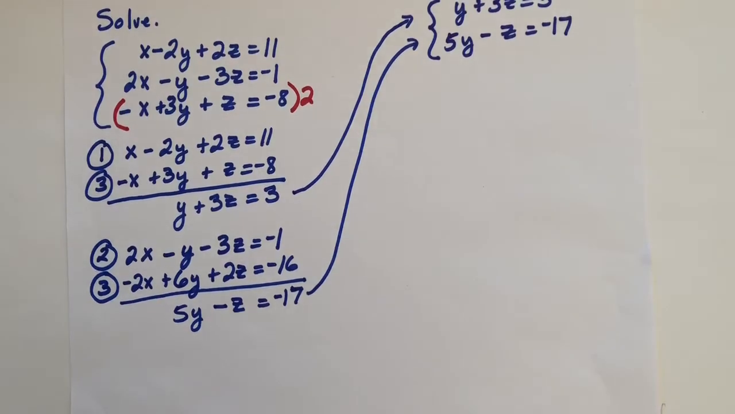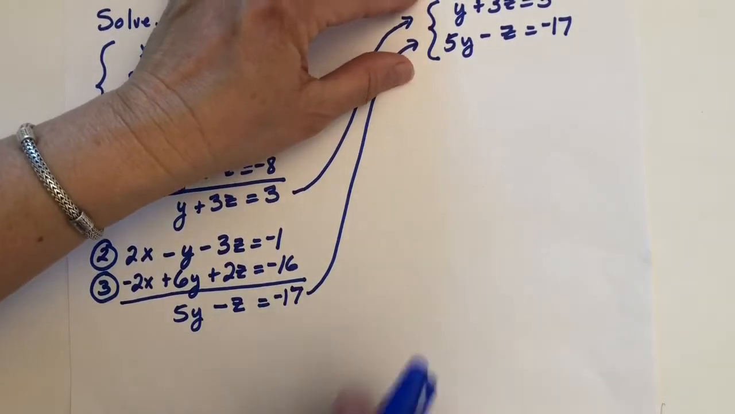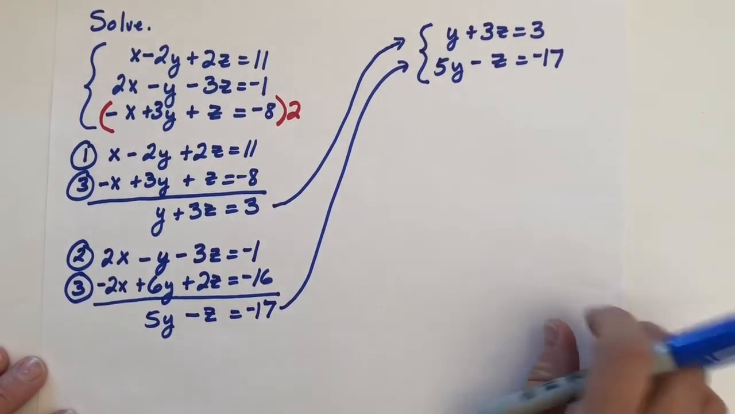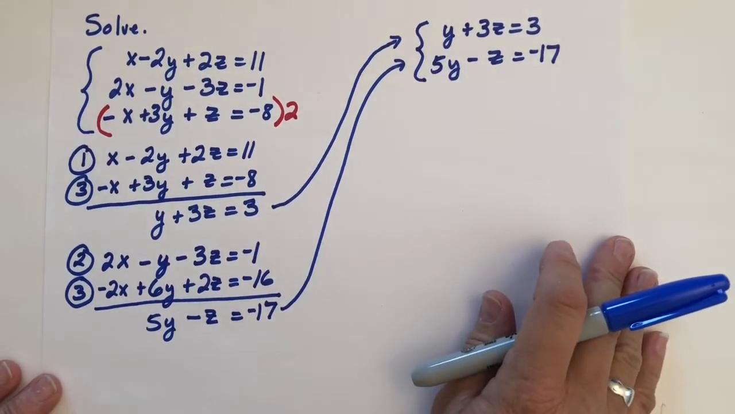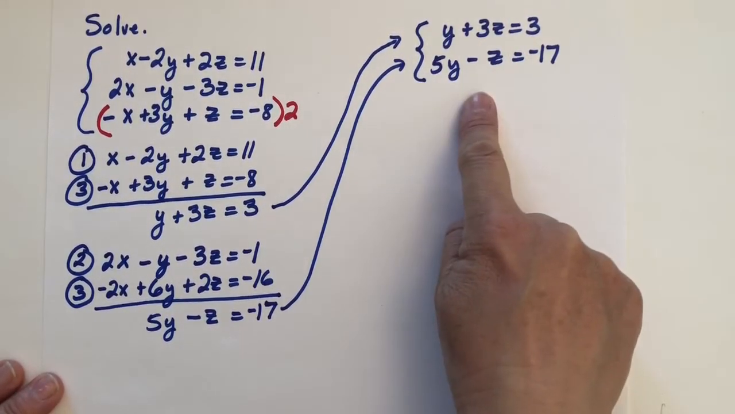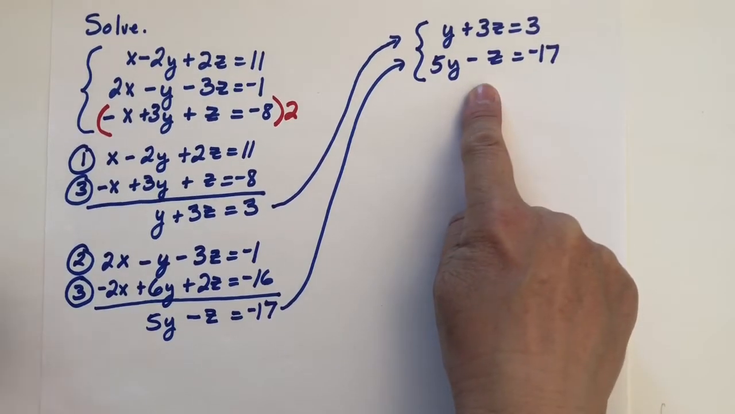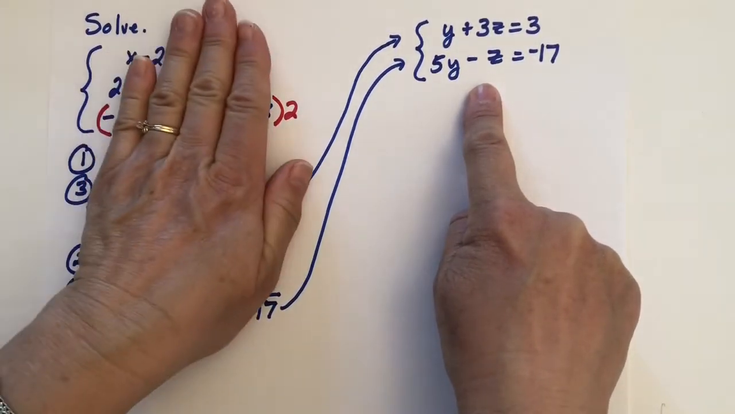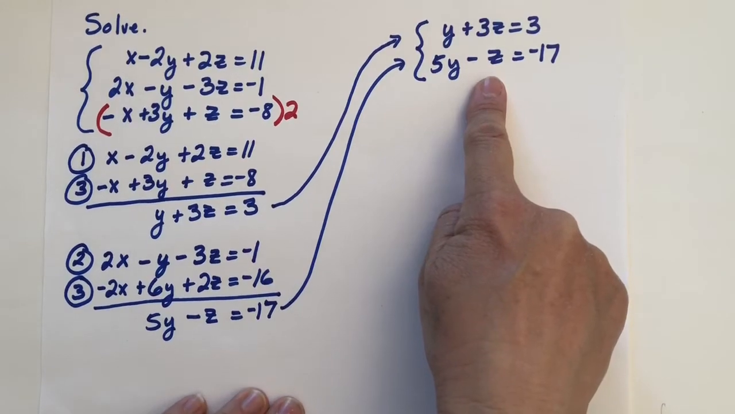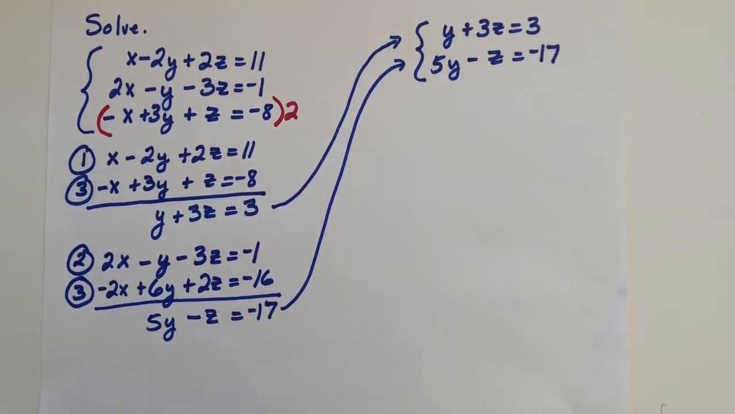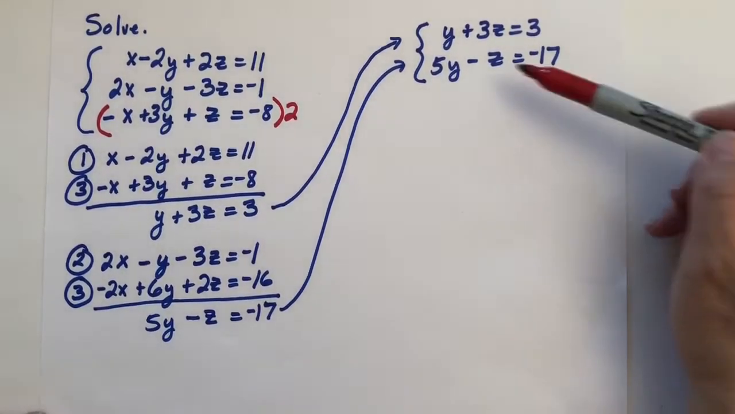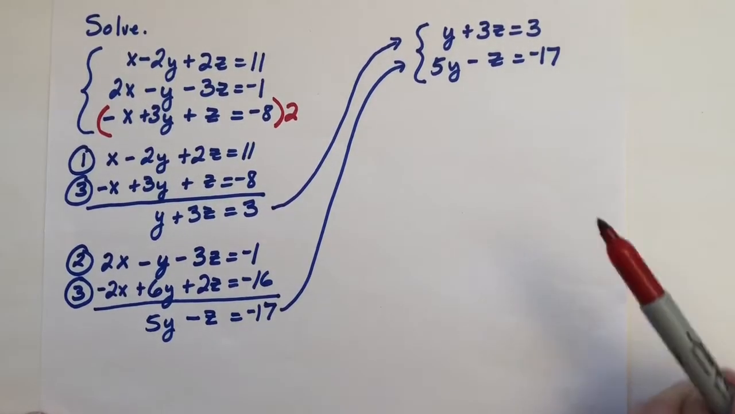So I started with a 3x3 system, and now I have a 2x2 system that you can't quite see. Let me bring that down just a little bit. A 2x2 system that we know how to solve. You can actually use the elimination method or substitution method to solve this system, and you'll find the y and z coordinates of the solution to this system. But for now, I'm not even going to pay attention to this. I'm just focused on solving this system right here. I'm going to continue using the elimination method. So you can multiply the first equation by negative 5 and eliminate the y's, or multiply the second equation by 3 and eliminate the z's. I think that's what I'll do.